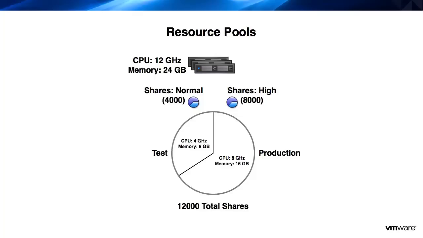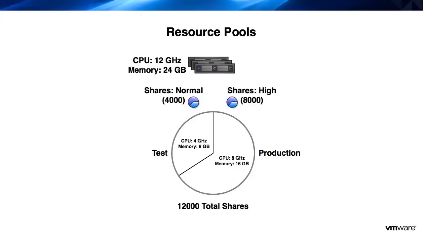For this demonstration, we have a three-host cluster that has a total of 12 GHz of CPU and 24 GB of memory that will be shared between the test and production environments. We want the production environment to have higher priority when there is contention for these resources. Creating resource pools and using shares will accomplish this goal.